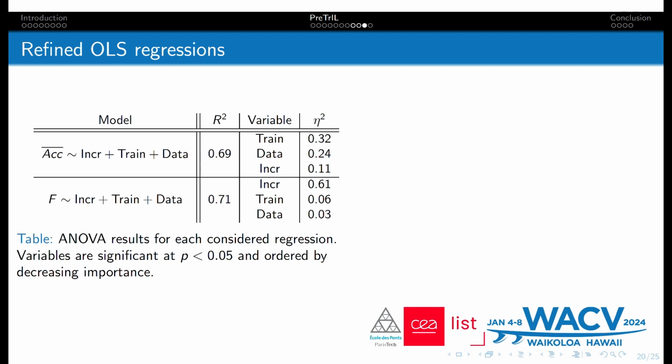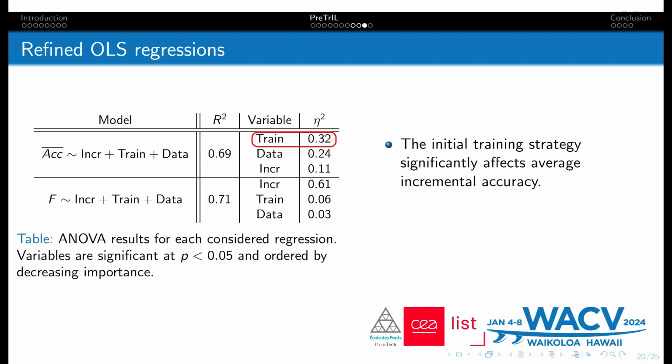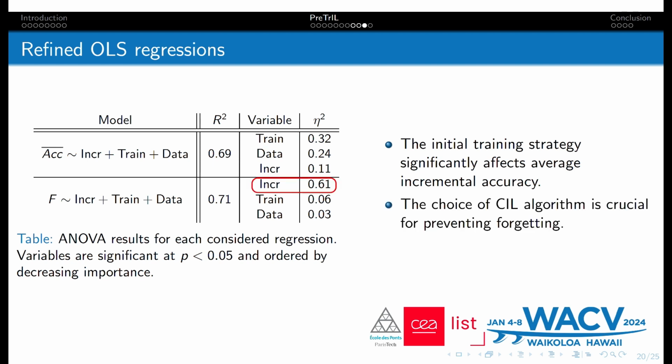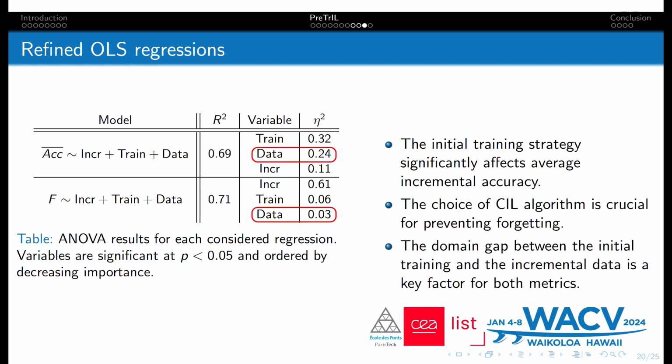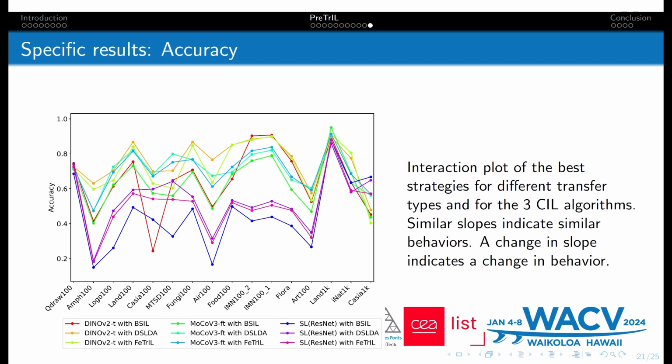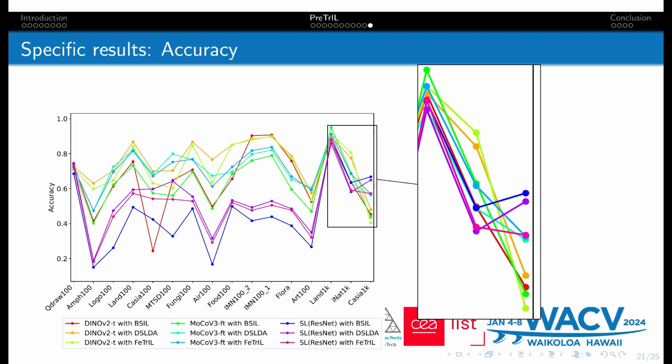So we performed the ANOVA on the 3 remaining variables, and we can see that the initial training strategy significantly affects average incremental accuracy, whereas the choice of the class-incremental algorithm is crucial for preventing forgetting. We also can see that the domain gap between the initial training and the incremental data is a key factor for both metrics. Here is the interaction plot of the best strategies. We can see that for a large-scale dataset, there are different ways to pre-train that work best. For example, a supervised learning approach would work best on something that is correlated to faces.